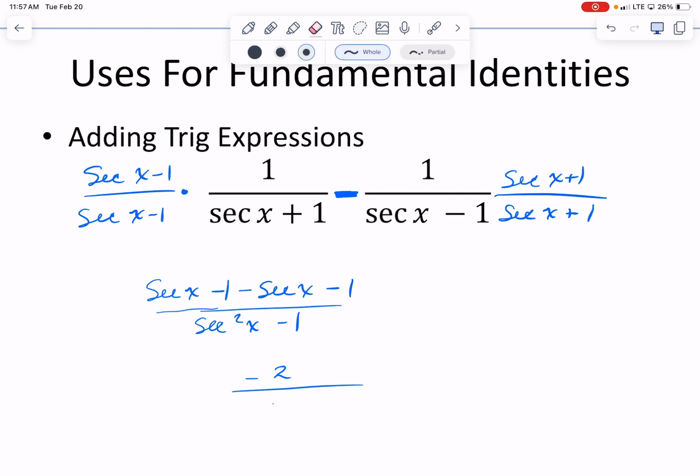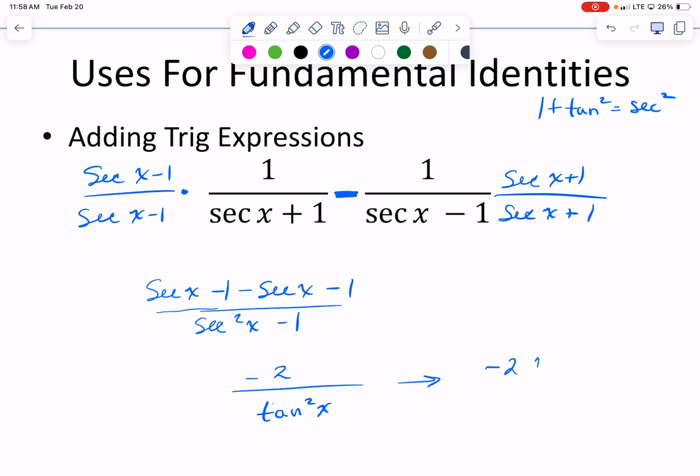And 1 plus tangent squared is equal to secant squared, right? So secant squared minus 1 is equal to tangent squared x. And then this is going to be equal to negative 2 cotangent squared x. Easy peasy lemon squeezy. Not so much, but you'll get there. Yeah, that makes sense. Hold on, give me like 1 sec though.